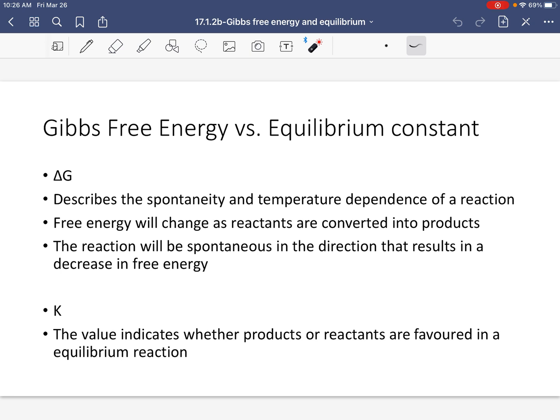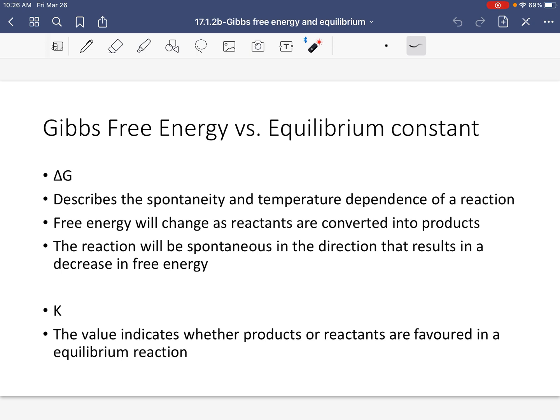In this lesson, 17.1.2, does Gibbs free energy relate to the equilibrium constant? Well, let's find out. I'm sure from what you've known by now about how delta G is spontaneous, you can probably figure out that this relates to what we were talking about in equilibrium constants. So let's have a little description here.